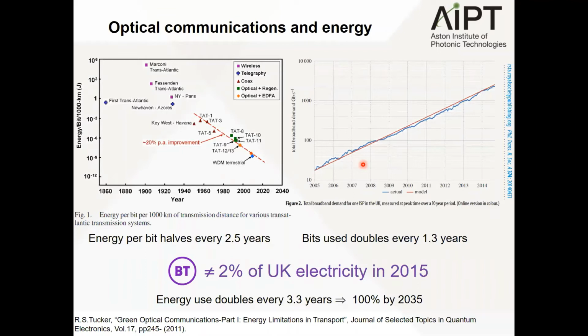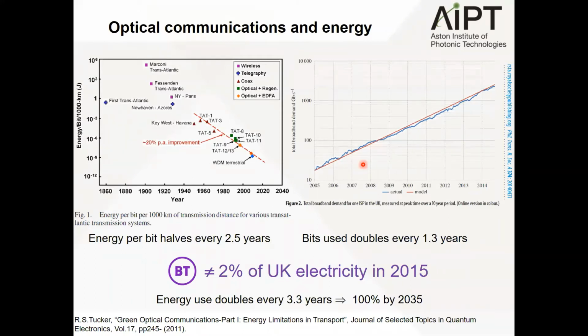They used 1.95%. So BT doesn't use 2% of the UK's energy consumption, but it uses a measurable amount, and it's something that concerns them. Even if you accept that we're going to continue to invent things that use less and less energy, so that the energy per bit continues to halve every 2.5 years, because the capacity they're having to deliver increases more rapidly than that, the energy use is going to double every 3 or 4 years or so.